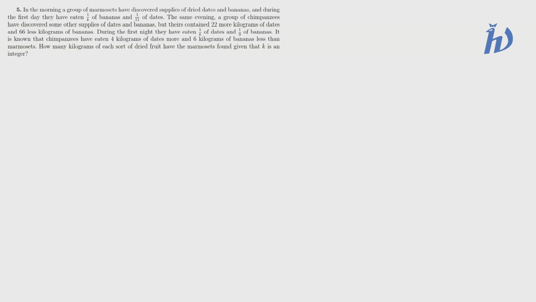Let's introduce some variables. Maybe it's better to make some table. Let's say these are marmosets, these are chimpanzees, these are dates, and these are bananas. And let's call the amounts found by marmosets x and y. So x and y are just the values to be determined. We're asked to find them.